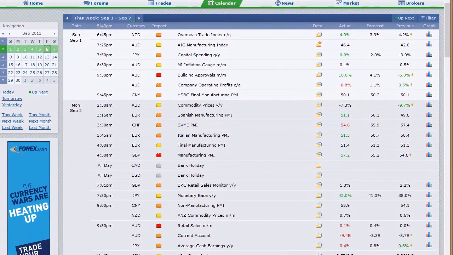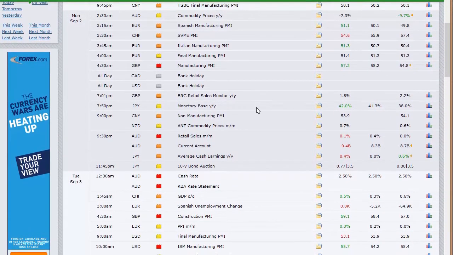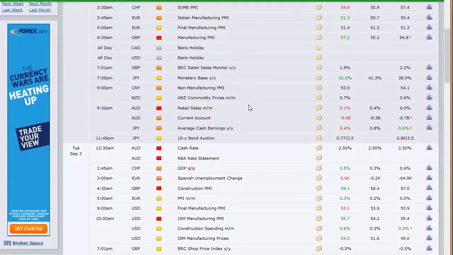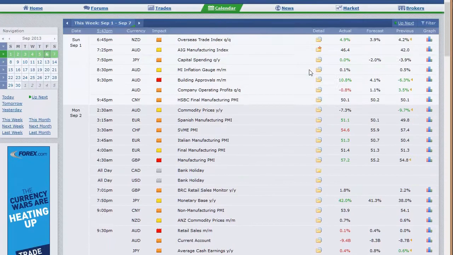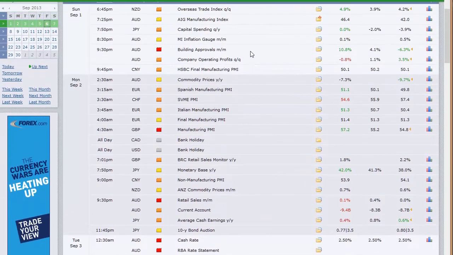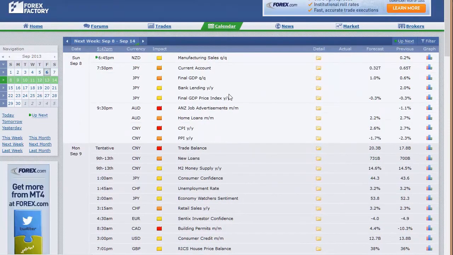All right, let's take a look at the global economic data that's coming out this week. Starting on Sunday, we've got Overseas Trade Index out of New Zealand, AIG Manufacturing Index out of Australia, Capital Spending out of Japan, Building Approvals out of Australia. Heading into Monday, Commodity Prices out of Australia, Spanish, Italian, and all of Europe Manufacturing PMI, and then the UK PMI. I am so sorry, we are on the wrong week. Let me move up one. I forgot to adjust to the next week's trade. There you go. All right.